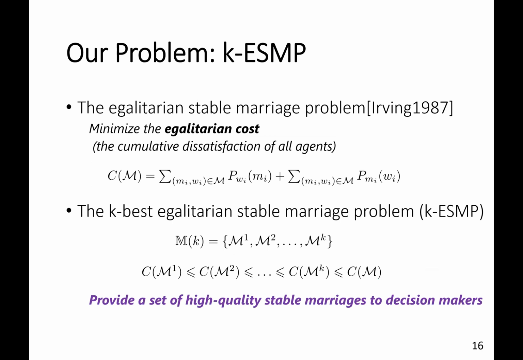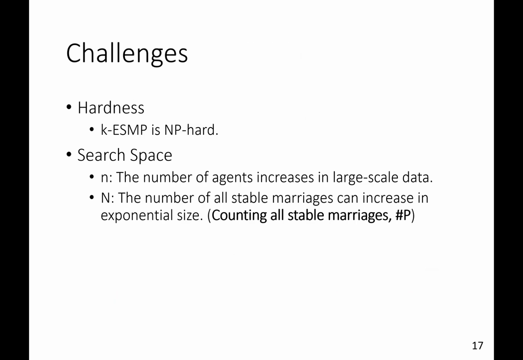Our problem is to find the K-best stable marriages in terms of egalitarian cost. We prove that this problem is NP-hard. And from the view of real applications, the number of agents N increases in large-scale data. Even when N is small, counting all stable marriages is a #P problem. The number of all stable marriages can increase exponentially. It suffers from an extremely large search space.